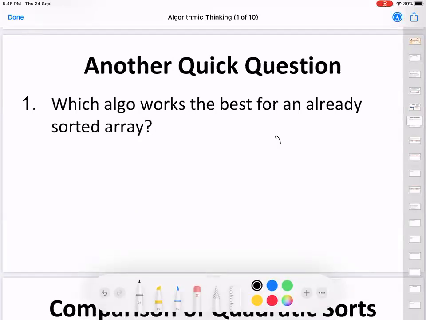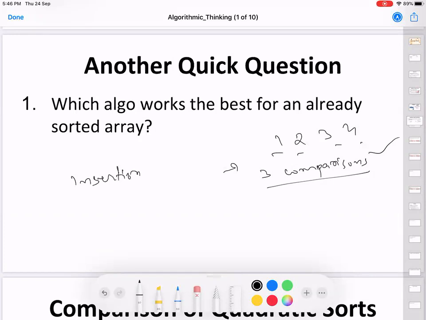If your array was exactly sorted, so let's say this is the array, you would observe that bubble sort would do 3 comparisons. And in the next iteration, because there were no swaps made, it would stop. I'm talking about the modified bubble sort. If you look at insertion sort in this particular example, it would do 3 comparisons again.